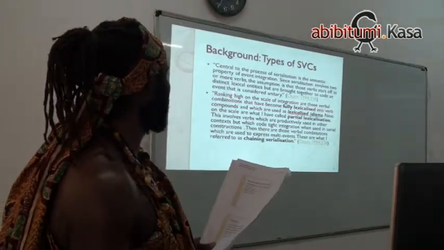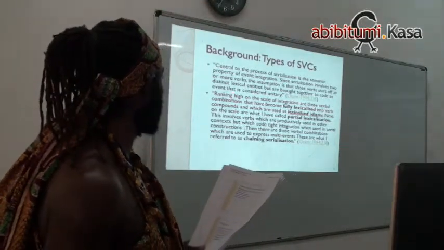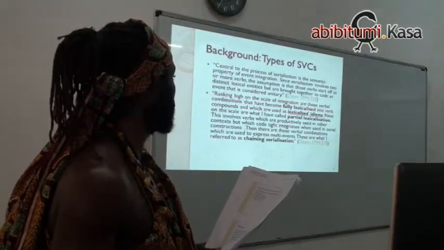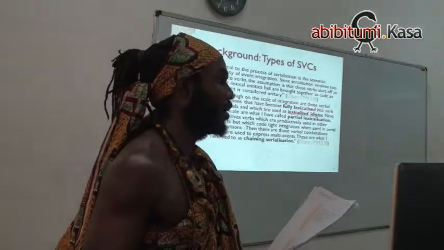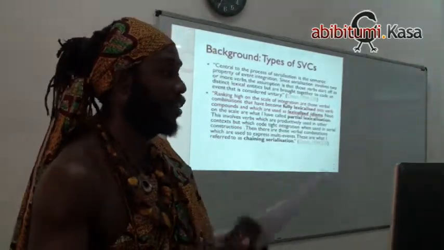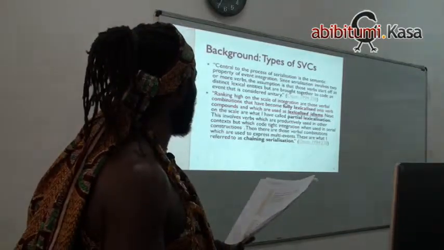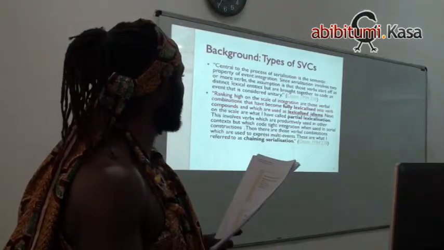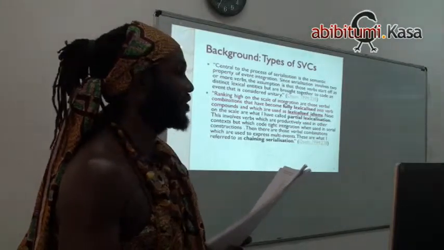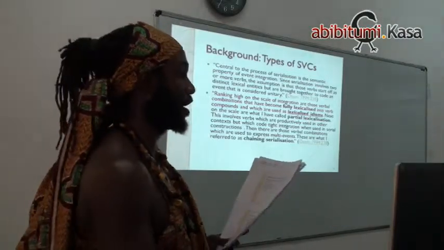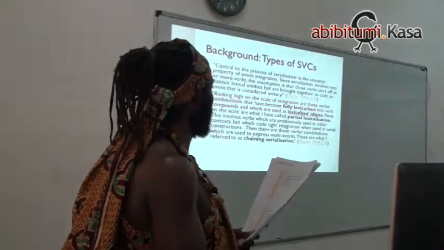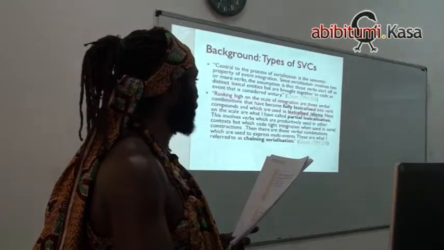Ranking high on the scale of integration are those verbal combinations that have become fully lexicalized into verb compounds and which are used as lexicalized idioms. So this is where it comes in, where we're talking about idiomaticity, how idiomatic something is. So these are what are called fully lexicalized, and in abbreviation we refer to them as FLISVCs, fully lexicalized integrated serial verb constructions. The next on the scale are partially lexicalized.